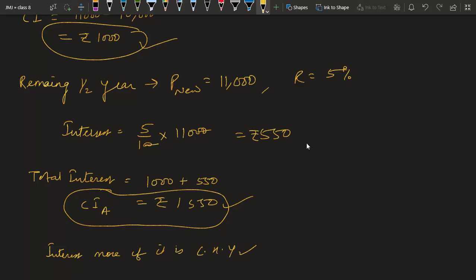Simple. Also you can understand that after every 6 months, if you are getting the interest, your principal is changing after 6 months. So obviously it will give you more interest. Now question number 9.